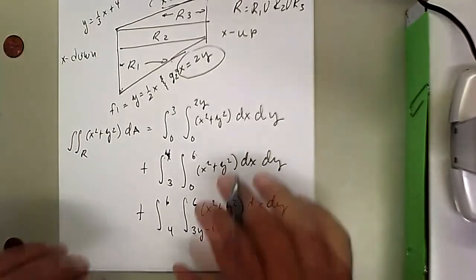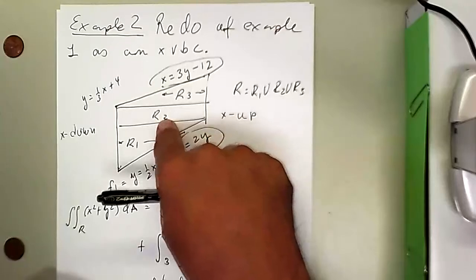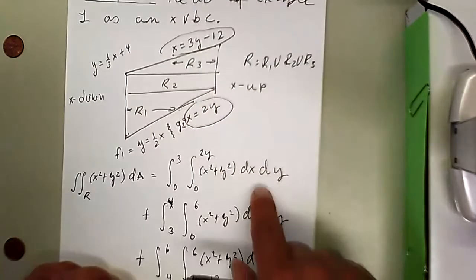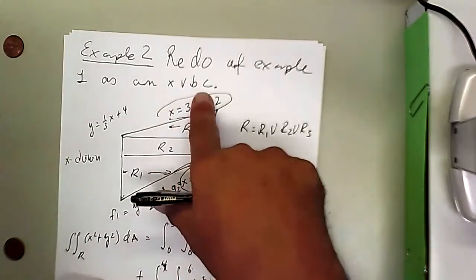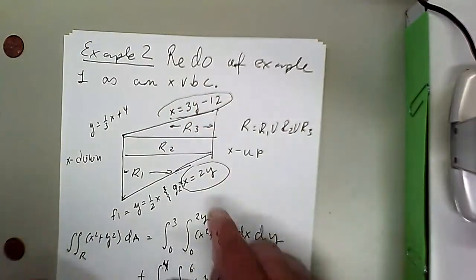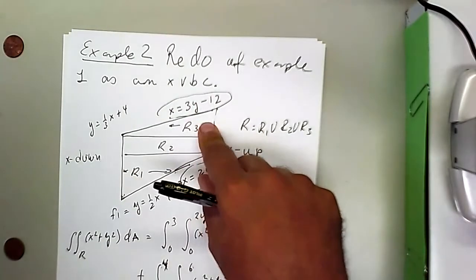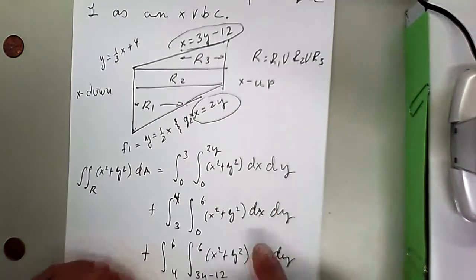Okay, so the double integral got broken up into three integrals because this region is not suitable for one x variable boundary case. It is not. We have to split it up into three subregions. Each one of them individually is suitable for either one of the two.